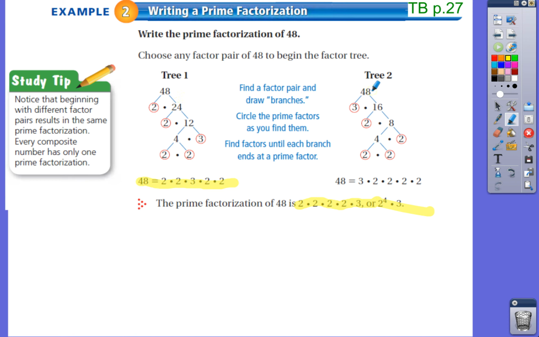Let's take a look. They used 3 times 16, circled the prime, kept going with 16. 2 times 8, 2 is prime, 8, they kept going. 4 times 2 is 8, 2 is prime, but 4 is composite, so then they kept going with 2 times 2. Now notice, they still ended up with the same numbers. 3 times 2 times 2 times 2 times 2. So we have 2 to the 4th power times 3. Either way that you work it out, it doesn't matter which factors you choose. In the end, you're still going to get the same answer.